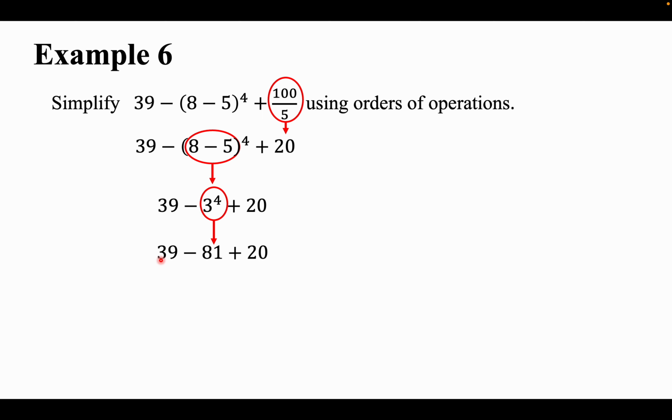Now we're going to subtract 39 minus 81. We're doing a smaller number minus a bigger number. That should give you a negative number, and that happens to be negative 42. And if you add 20, that gives you a negative 22 as your final answer.